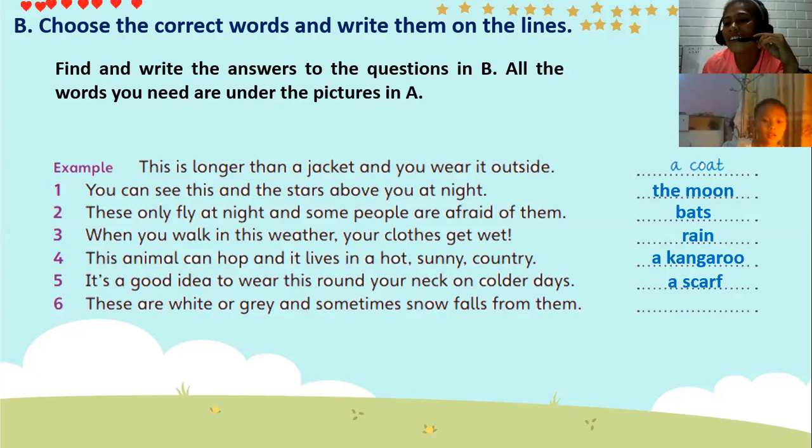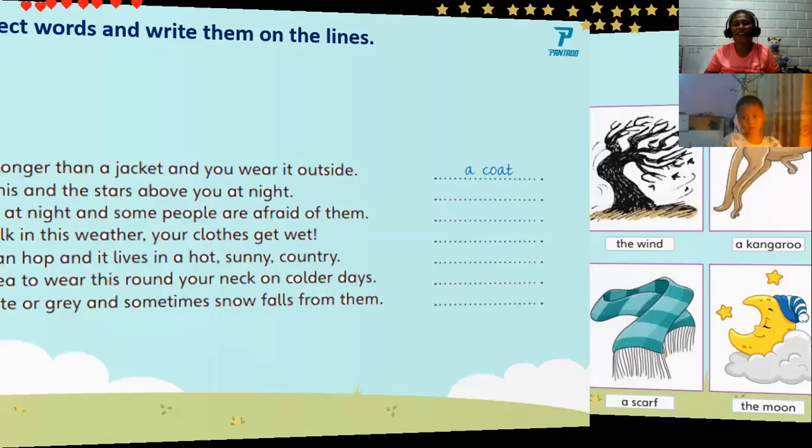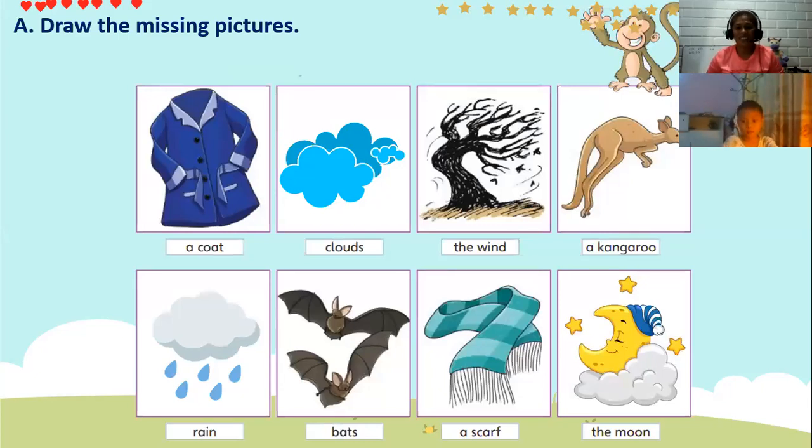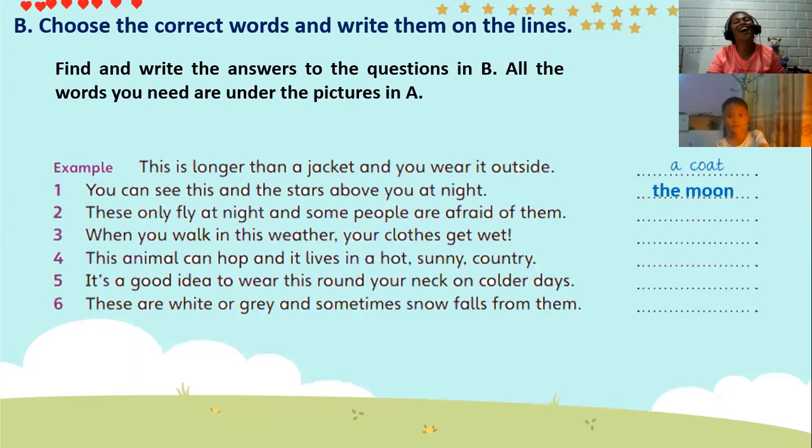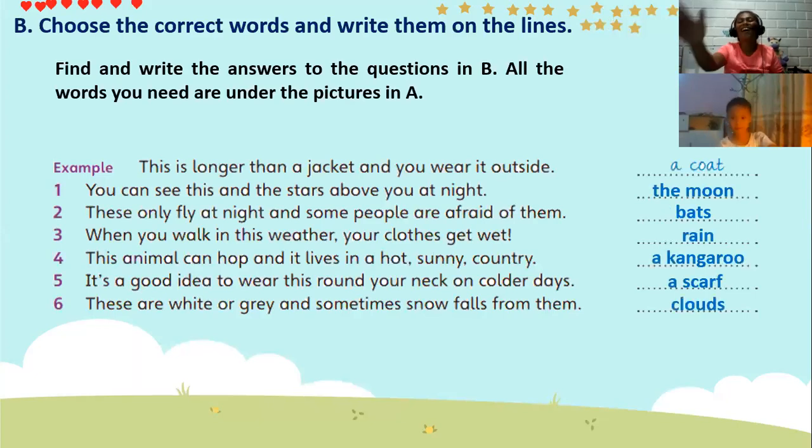Can you check the picture again? Okay, I will try to check the picture again. Okay, where is it? Okay, what's the picture? Okay, what's the answer? A cloud. Yeah, let us see if that's the answer. Okay, very good. It's the clouds. Sometimes the cloud is white, sometimes it's gray, and sometimes snow falls from them. Have you seen snow? No. No, not yet? No. Oh, yeah, Teacher Anne also hasn't seen snow yet.